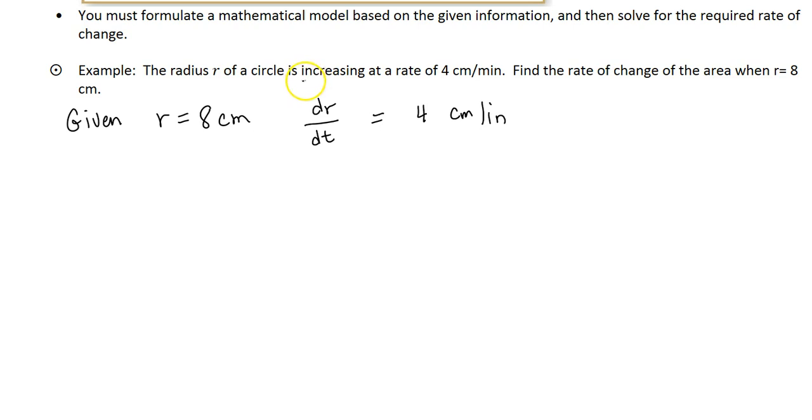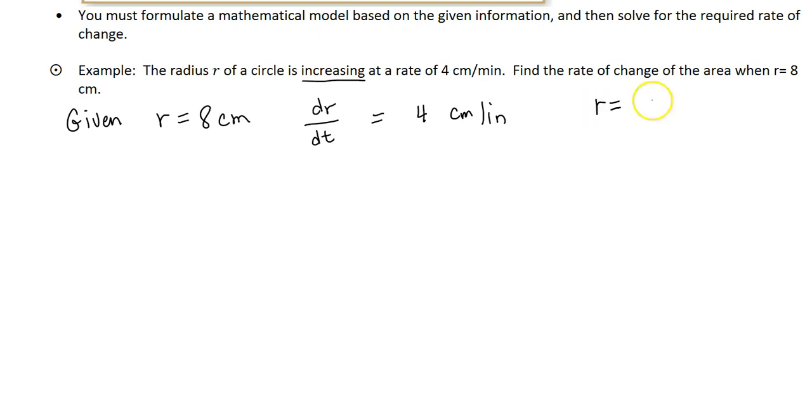Now notice that it said it was increasing, so if it's an increasing rate, that means dr over dt has to be positive. If it had said that that was decreasing at a rate of 4 centimeters per minute, we would set that to be a negative 4. So increasing or decreasing does determine the sign of that number.